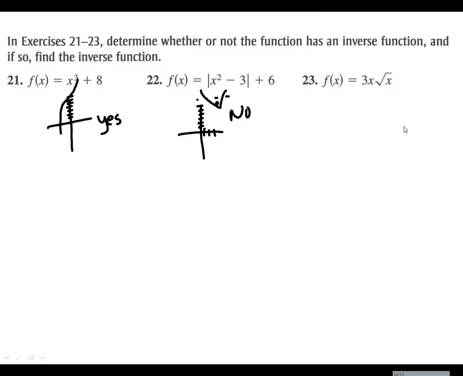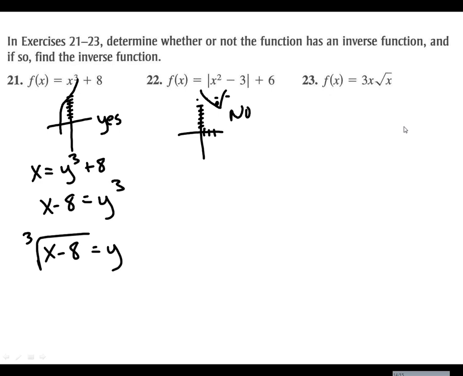So let's go ahead and find what our inverses are for 21 and 23, which have passed our horizontal line test. So we'll proceed to find our inverses. We're going to flip the x and the y's. And then we'll get y by itself again. So cube root of x minus 8 equals y. That's our inverse on problem 21.